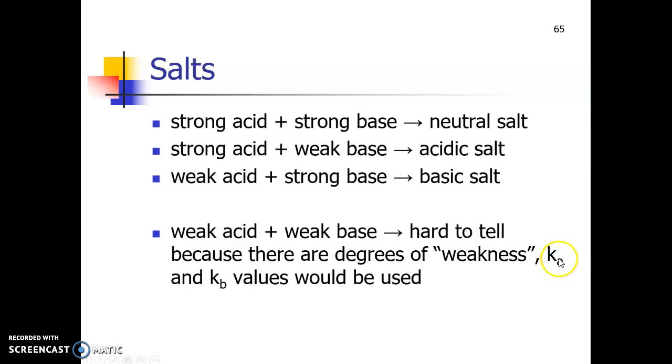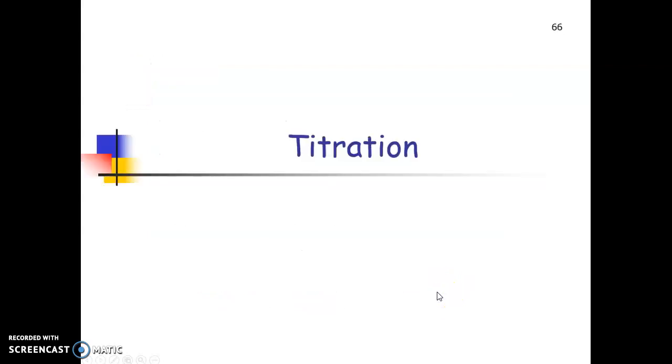And to actually thoroughly answer that question, you need to use Ka and Kb values, which is an AP chemistry kind of topic. Alright, so in the next video we'll tackle titrations.